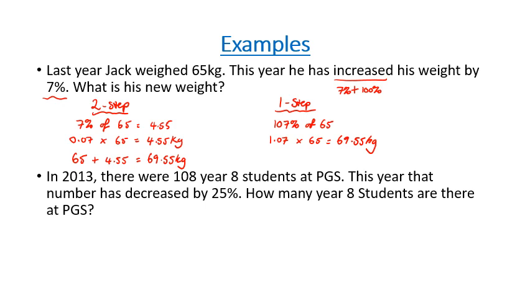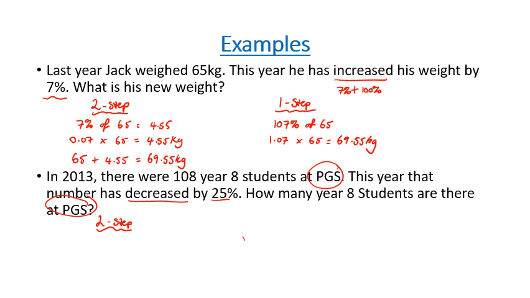Our second example says in 2013 there were 108 Year 8 students at a school, right? This year that number has decreased by 25%, so we've got a decrease of 25%. How many Year 8 students are there now at the school? So, two-step.